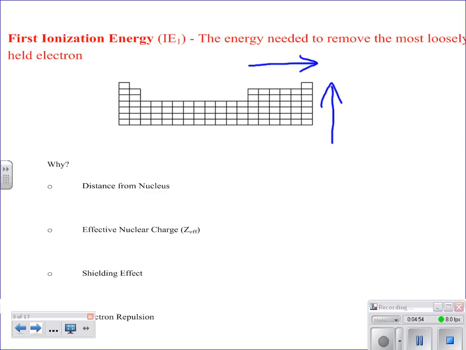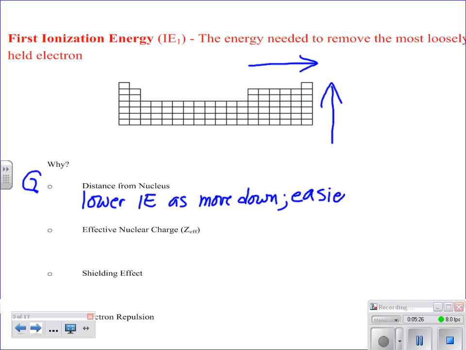So that's the trend that we see. If we were to write some information down, I'm just going to abbreviate: distance from nucleus, where G stands for group. That affects why we see that trend within a group as you move up or down. What we see is that there is a lower ionization energy as you move down a group, because it's easier to knock off an electron when it's so far away from the nucleus.